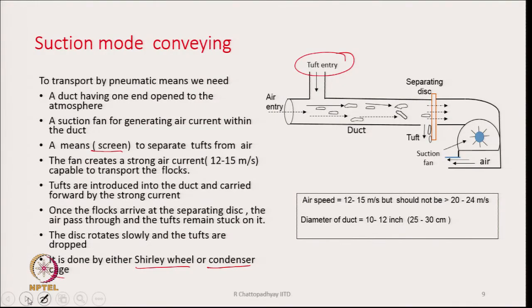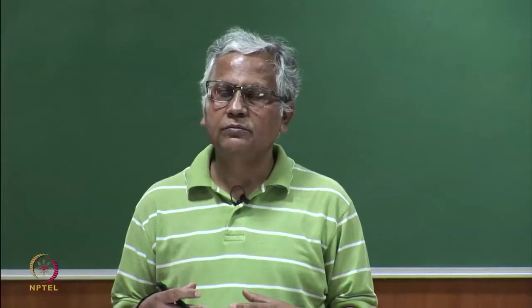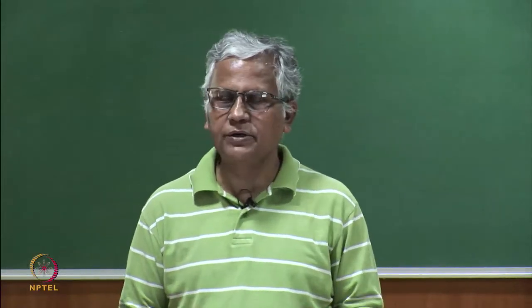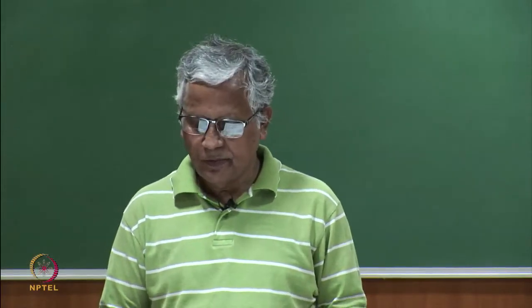Typical diameter of a duct could be 10 to 12 inch, and the speed should be around 12 to 15 meters per second, but should not be greater than 20 to 24 meters per second. Then there is a chance of turbulence getting created within the duct, too much of turbulence, and which can lead to formation of naps.